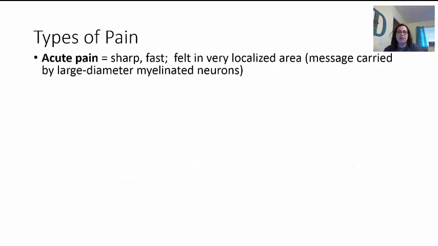Now, there are different types of pain that we want to talk about. The first type of pain is called acute pain. This is where you have sharp, fast pain. This is felt in a very localized area. The message is carried by large diameter myelinated neurons. So when we look at this, it means that the neuron has a large diameter. They're larger neurons, and they're not this big. I'm just kind of showing you a comparison. They're large, okay, and they're myelinated. If you remember, when they're myelinated, that means they're insulated, so they can send the signal a lot faster. It's like the signal jumps from one node to another, and the signal can get there a lot quicker.